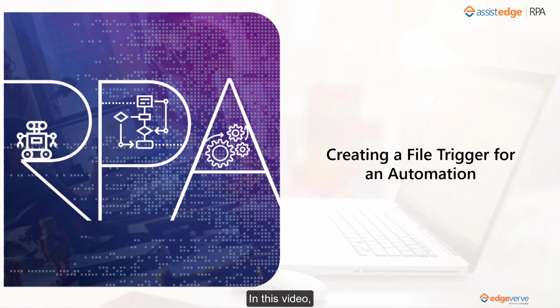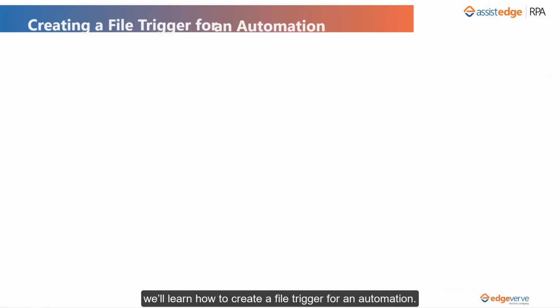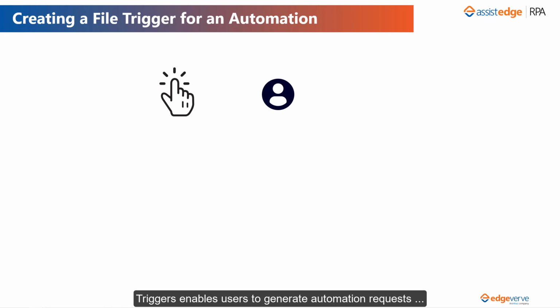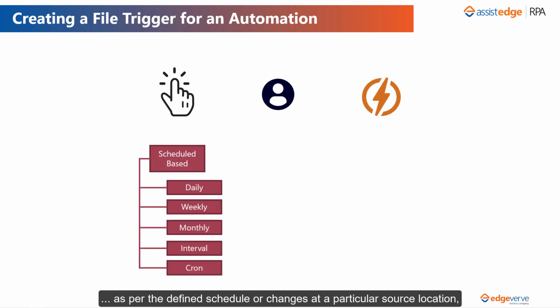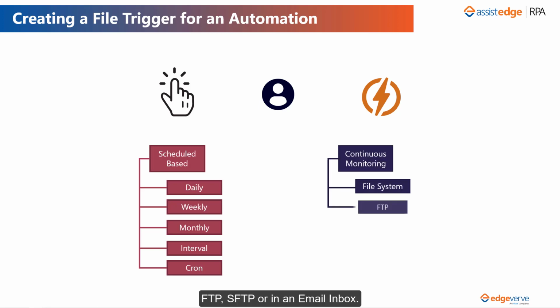In this video, we will learn how to create a file trigger for an automation. Triggers enable users to generate automation requests as per the defined schedule or changes at a particular source location, which could be changes at a file system, FTP, SFTP, or in an email inbox.